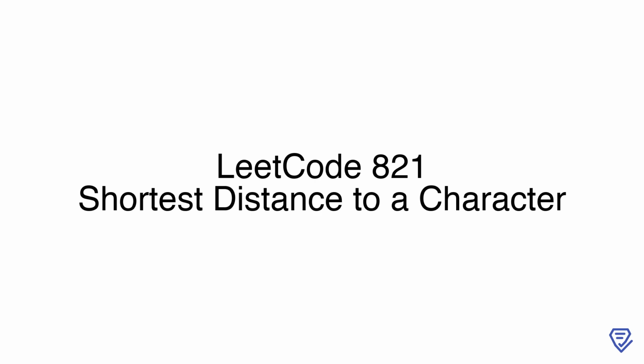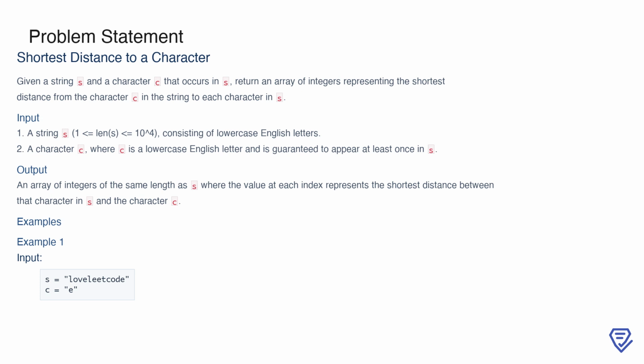Welcome to today's session. In this video, we'll dive into a fascinating problem from LeetCode, problem number 821, shortest distance to a character. This problem is a great way to practice working with strings and distances. Let's get started. In this problem, we are given a string S and a character C that is guaranteed to appear at least once in the string.